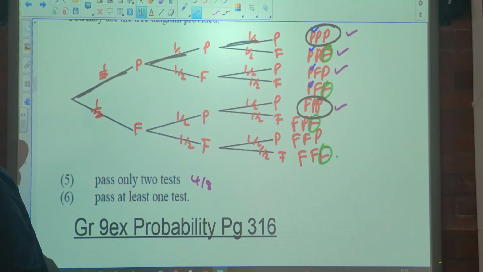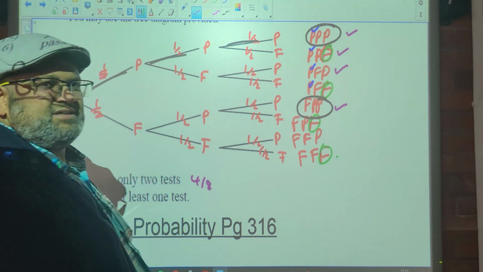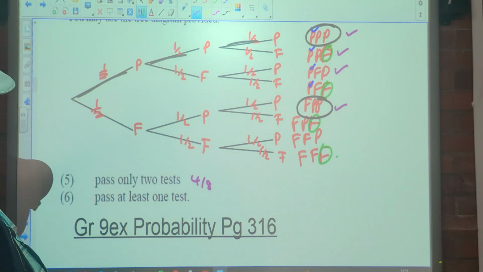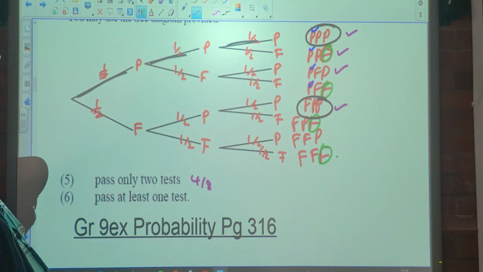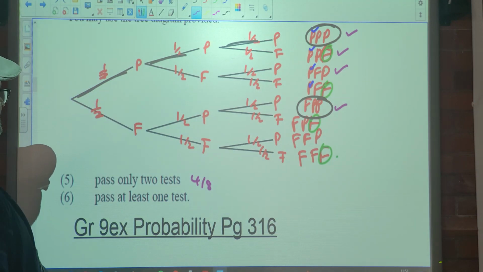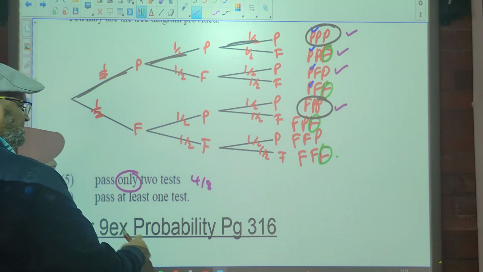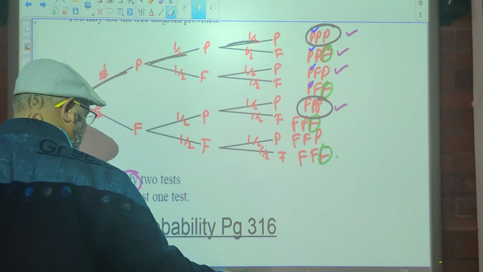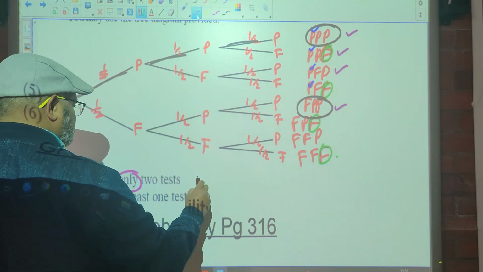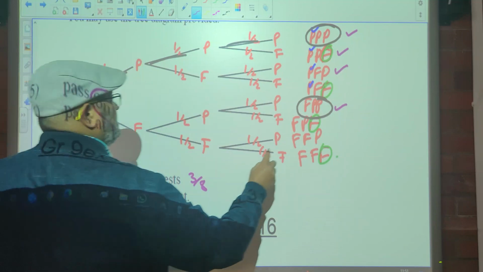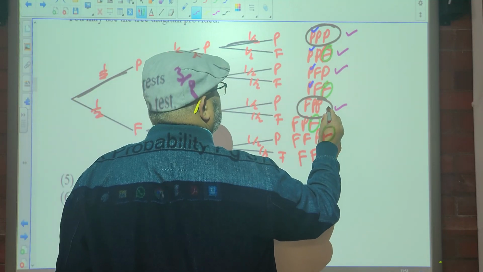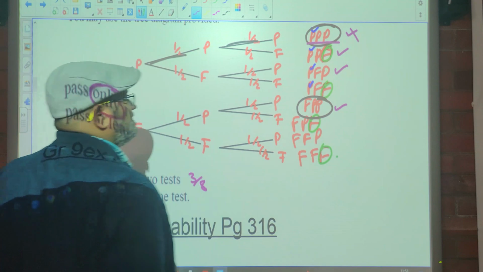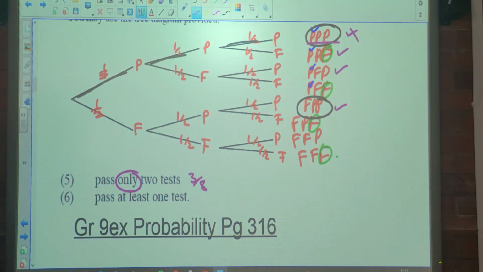Pass at least 1 test. Yes? They have 3 over 8. So it's only 2 tests. Oh, only, not any. Sorry, my mistake. You are right. So it's going to be 3 out of 8. We're not considering that one. Okay.